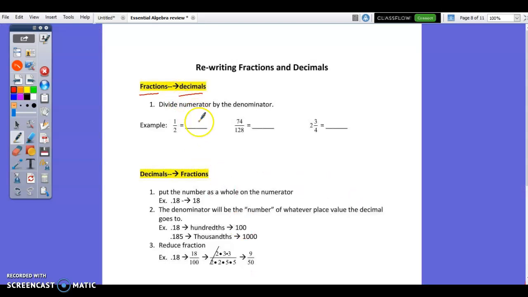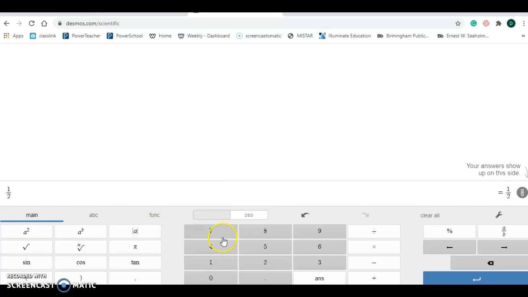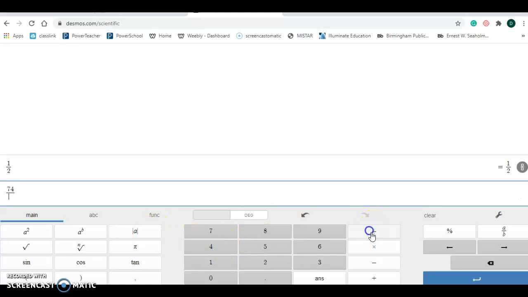So 1/2 would be 0.5. If you want to put the place value in the ones spot to show that it's there, I'm good with either one. So you can call it 0.5 or just .5. I will understand that. So again, 74 over 128. How would we do that? We would just divide 74 divided by 128.